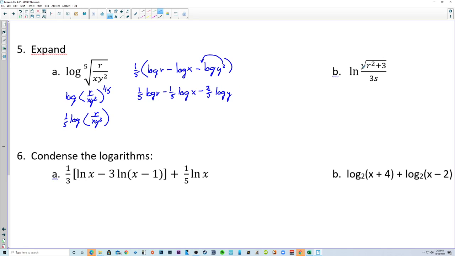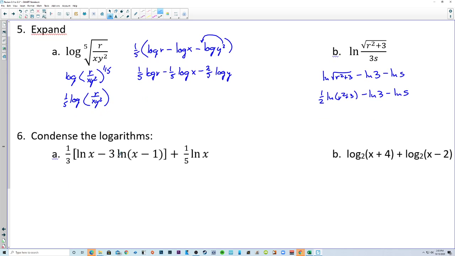Over here on letter B, we have natural log of, let's do it like this, square root of r squared plus 3 minus natural log of 3 minus natural log of s. And again, since both of those are in the denominator, they're both going to be minus. Now this is to the 1/2 power, so we're going to go 1/2 natural log of r squared plus 3 minus natural log of 3 minus natural log of s.